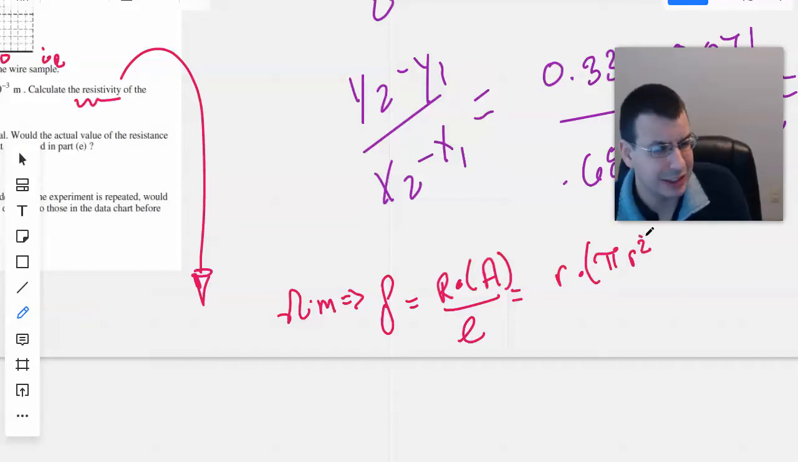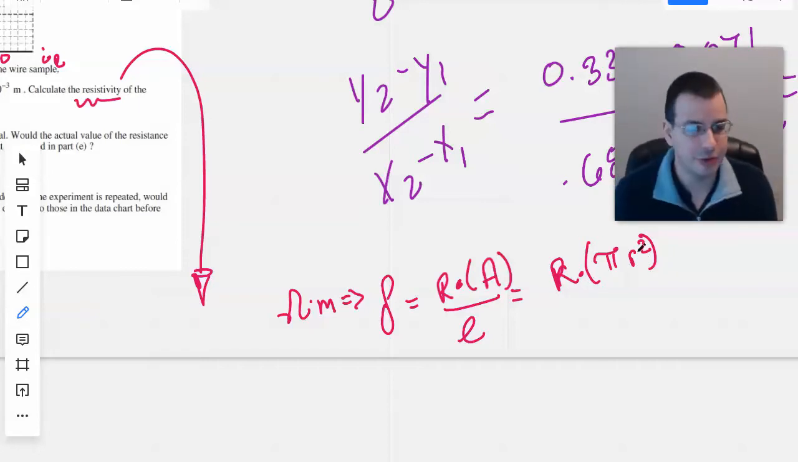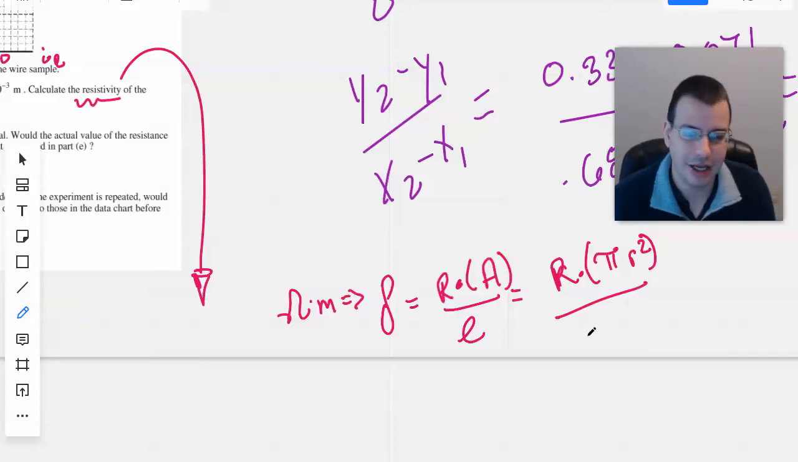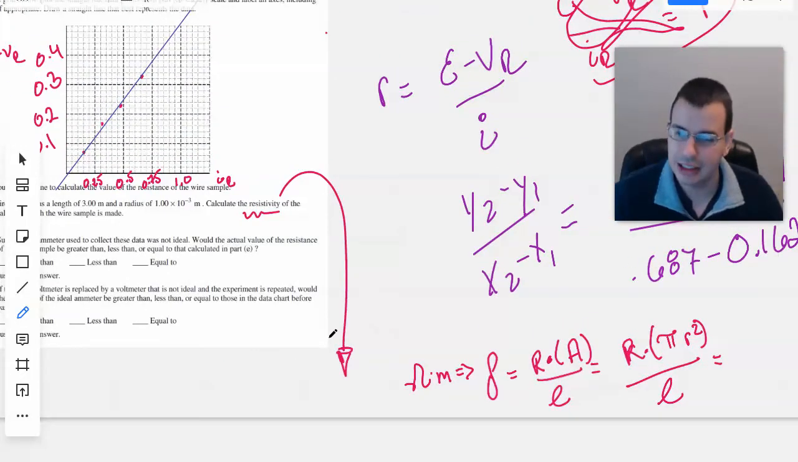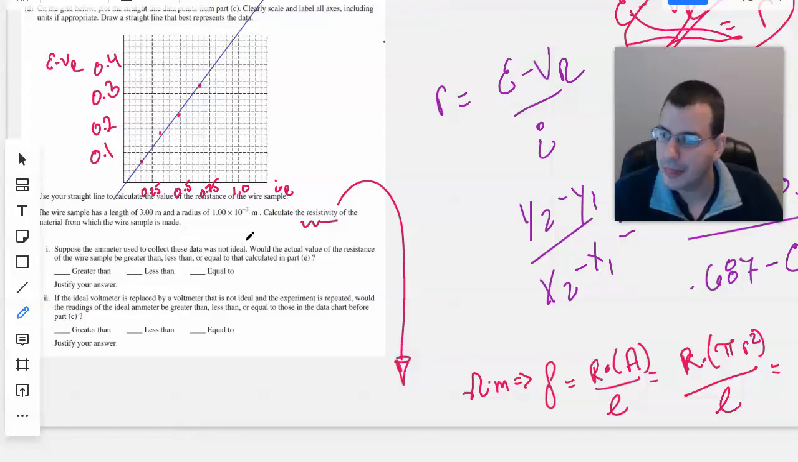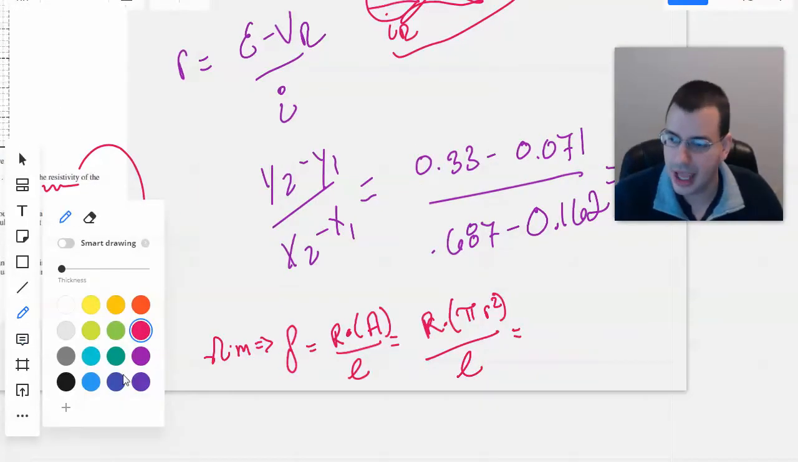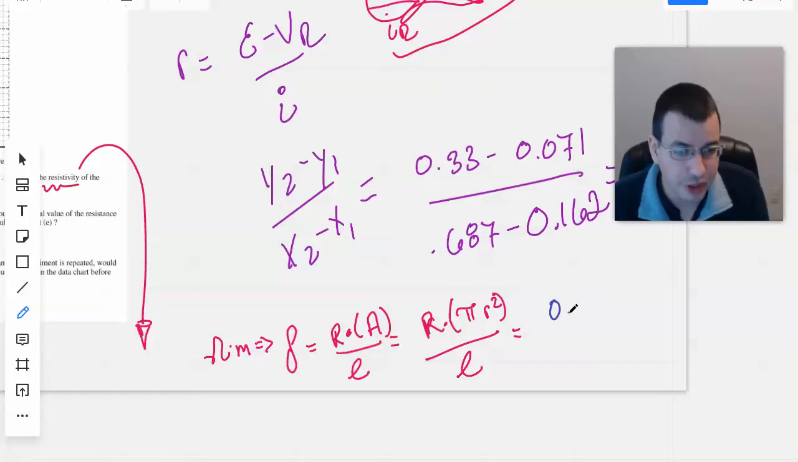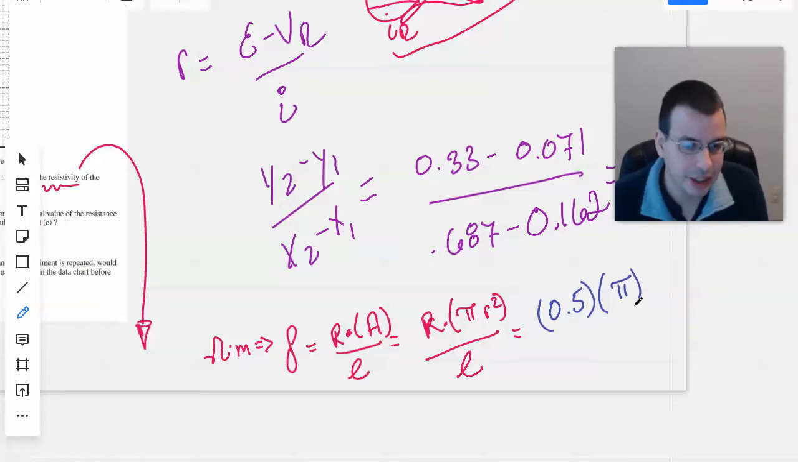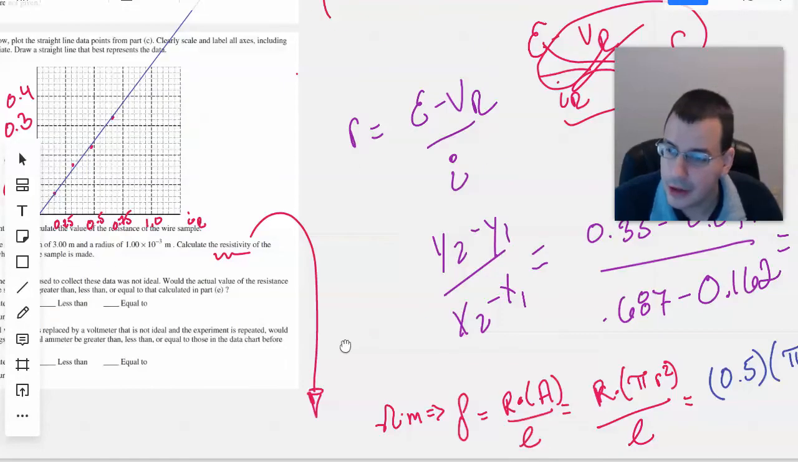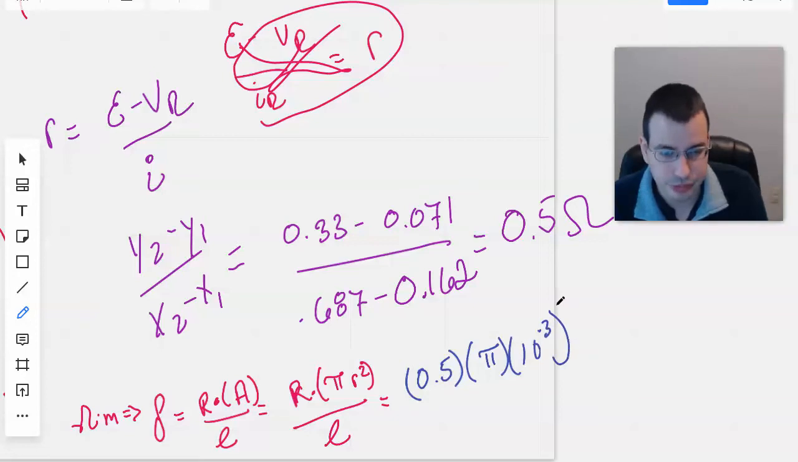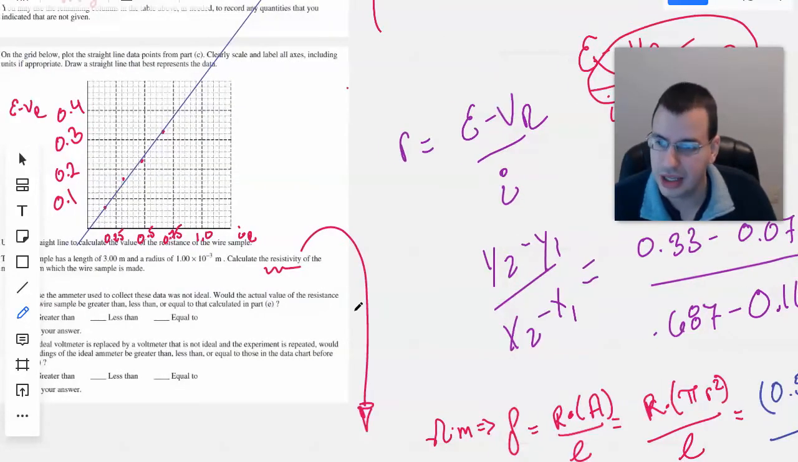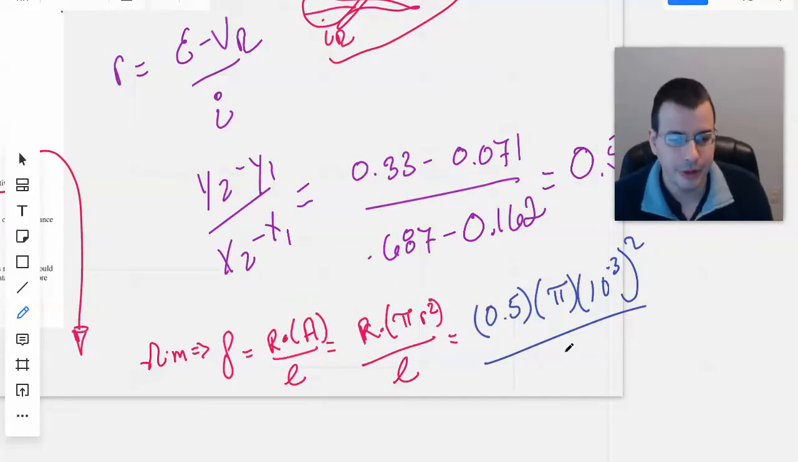Pi r squared. I'm going to rewrite the small r as big R because I don't want to confuse radius with resistance. I know, human performance trap. Over length. That's okay, you only have to keep this straight in your head for like 10 seconds. Okay, so wire sample length. I'm just going to start putting in numbers and see where it goes. Hopefully it leads to my happy place. If not, then meh. Okay, 1 times 10 to the negative third. I'm just going to write that as times 10 to the negative third, and then square it, all over the length, and they give us a length of 3.